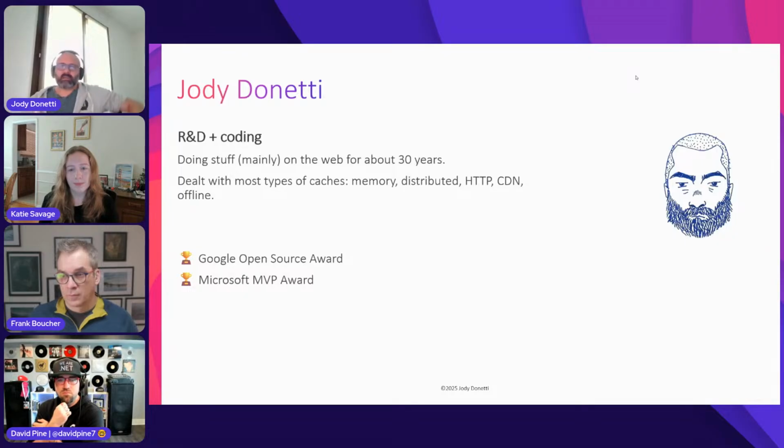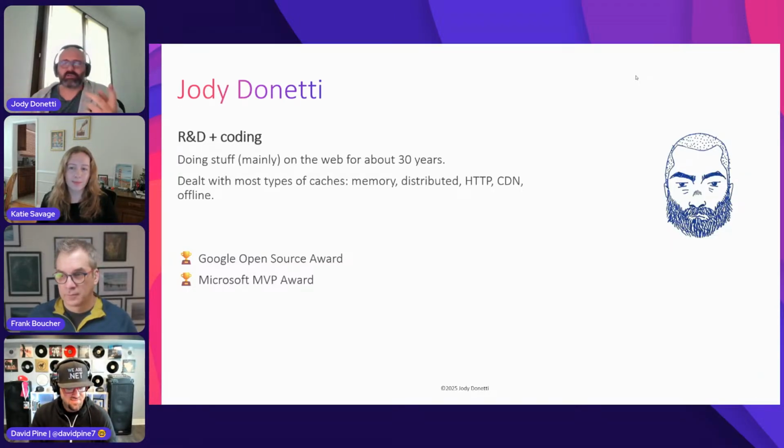So let's begin. This is me, Google Open Source Award, MVP Award. Basically, I do coding for a living, and I have to deal with most types of caches along the journey. So caching in memory, distributed, hybrid, HTTP, CDN, offline, more or less everything.